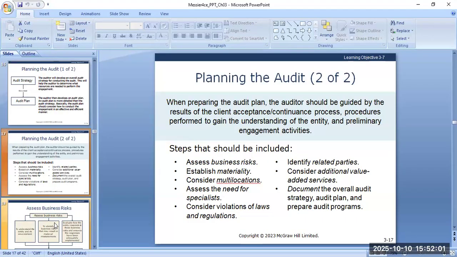Then we're going to the audit. On the audit, we're going to have a strategy and audit plan. Under the audit plan, we have to go to the business risk, materiality, and we have to document the audit strategy, audit plan, and prepare the audit program.